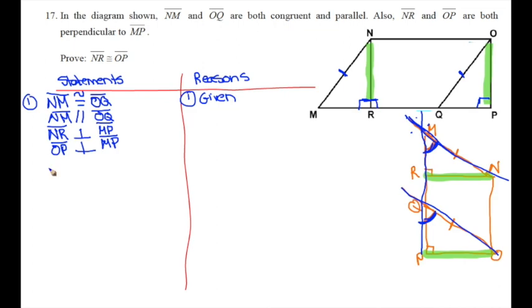So, this is very helpful for me because now in step 2, I'm going to say that angle NMR is congruent to angle OQP. And my reason behind step 2 now is that corresponding angles created by parallel lines are congruent.